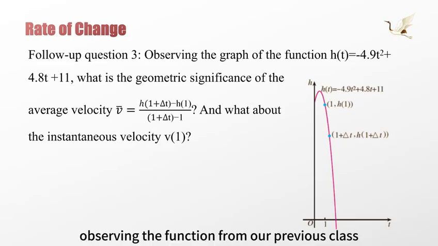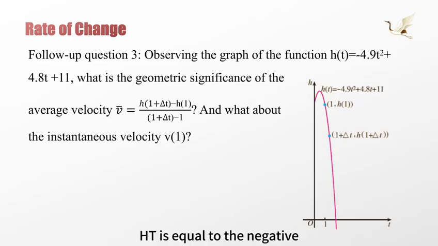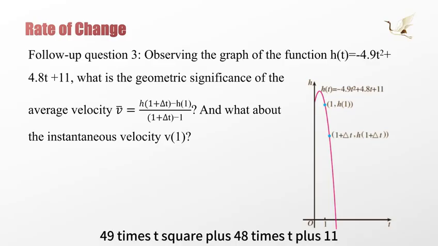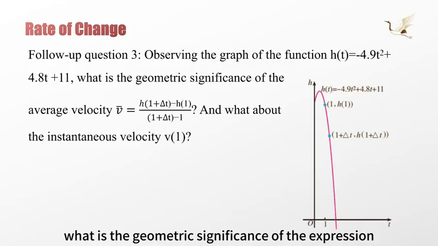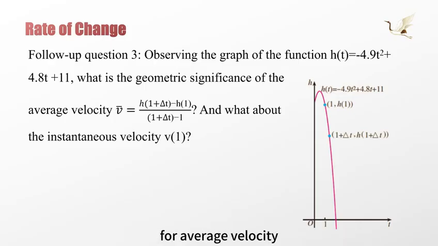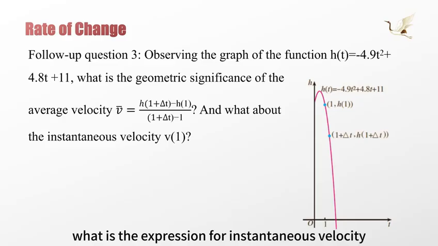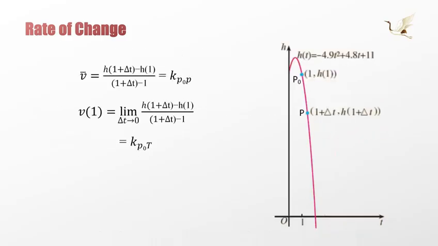Observing the function from our previous class, h(t) = -4.9t² + 4.8t + 11, in the graph: what is the geometric significance of the expression for average velocity? What is the expression for instantaneous velocity?